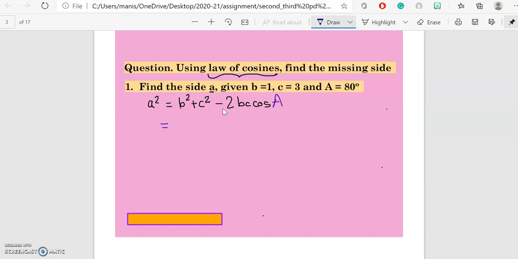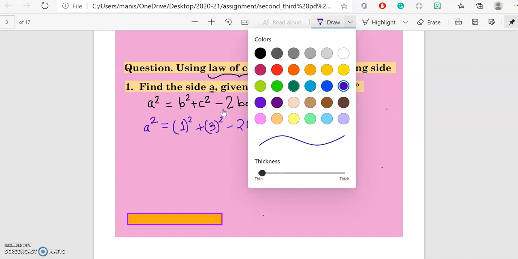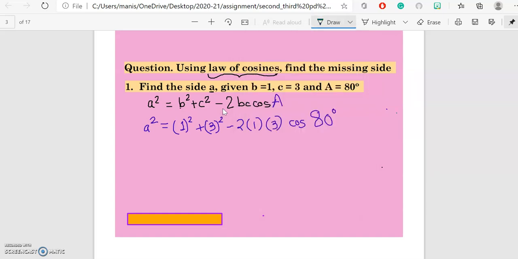Now I will type the values over here. Let's write the values. b is 1. I write 1 squared plus c is 3. It will be 3 squared minus 2 times 1 times 3 cosine of A. Now remember, you write over here cosine of what? 80 degrees. And this is equal to a squared. So these problems will be solved in no more than 3 or 4 steps.